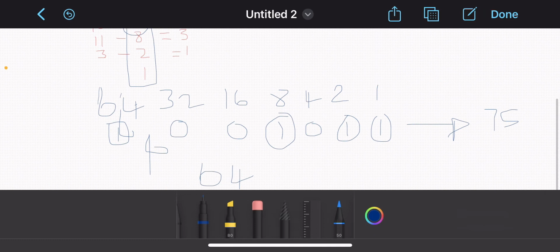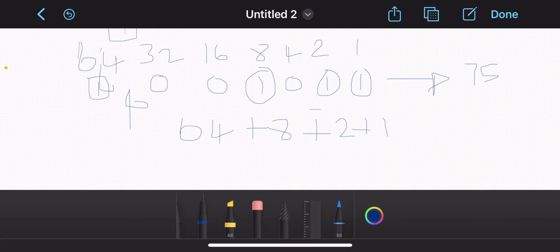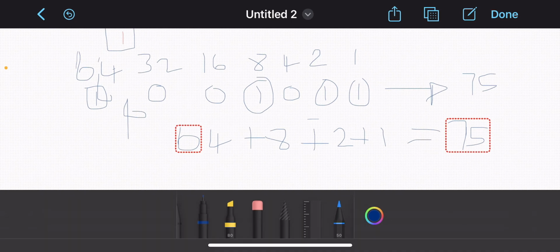64 plus 8 plus 2 plus 1. We know that 8 plus 2 is equal to 10. 10 plus 64 is 74. Plus 1 is equal to 75. So our answer is correct.